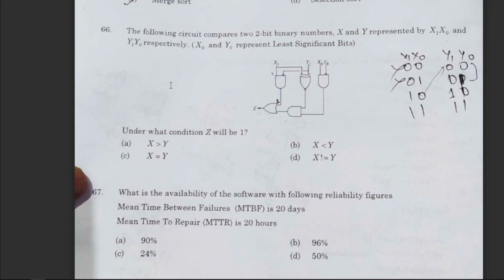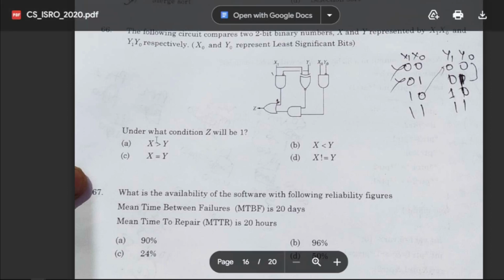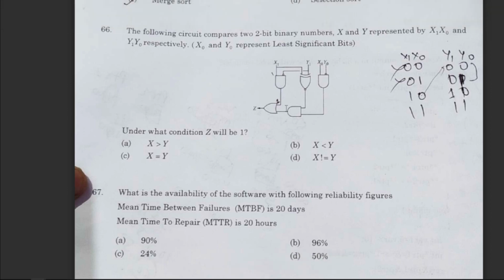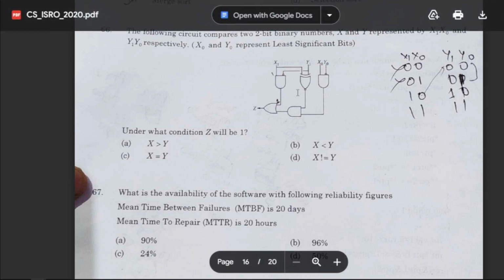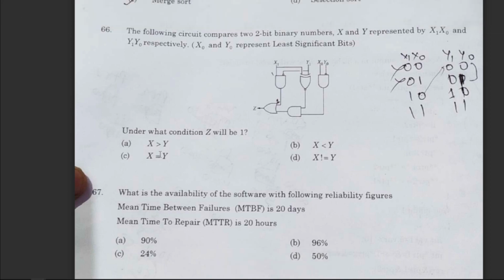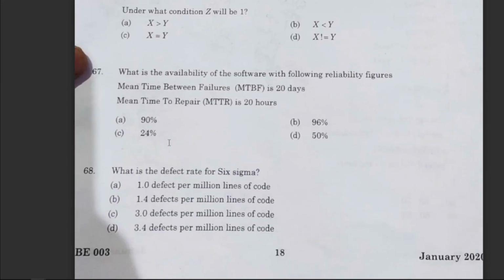66: the following circuit compares two 2-bit binary numbers x and y represented by x1 x0 and y1 y0 respectively. x0 and y0 represent the least significant bit. Under what condition will G be 1? If you frame the answer for this using the diagram, just pass the inputs that you are getting, and you will get A, that is x is greater than y.